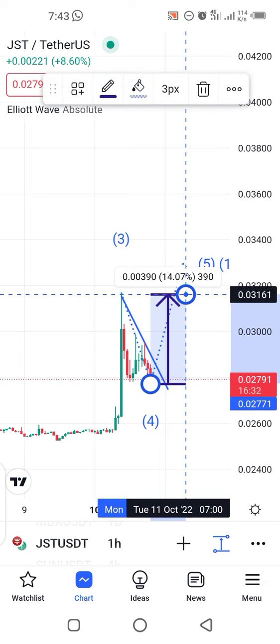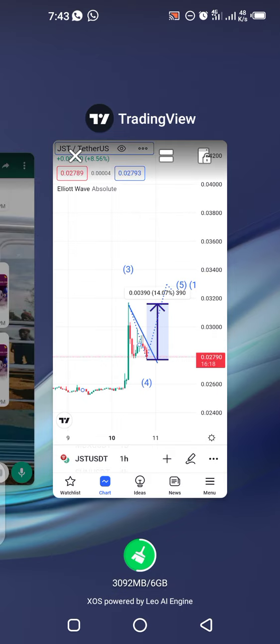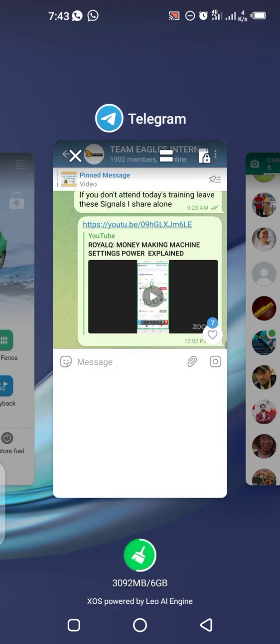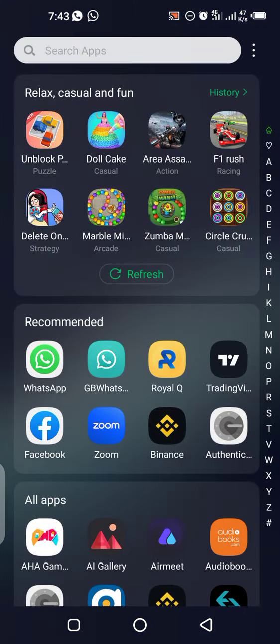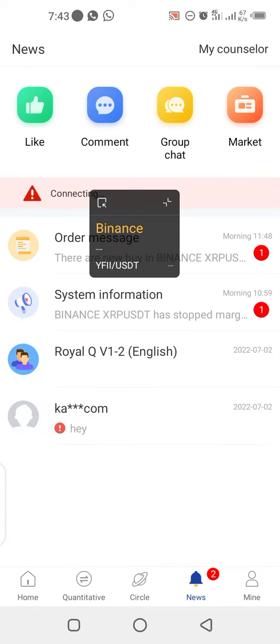We can wait for 14%. But as we wait for 14% to set it up, there has been a 1, a 3, a 4, a 5, and a 5 is a bull market. So if we decide to use this as our entry, now we go to our chart. Let me say we go to our Royalq. And when we come to our Royalq application here, we look for JST.